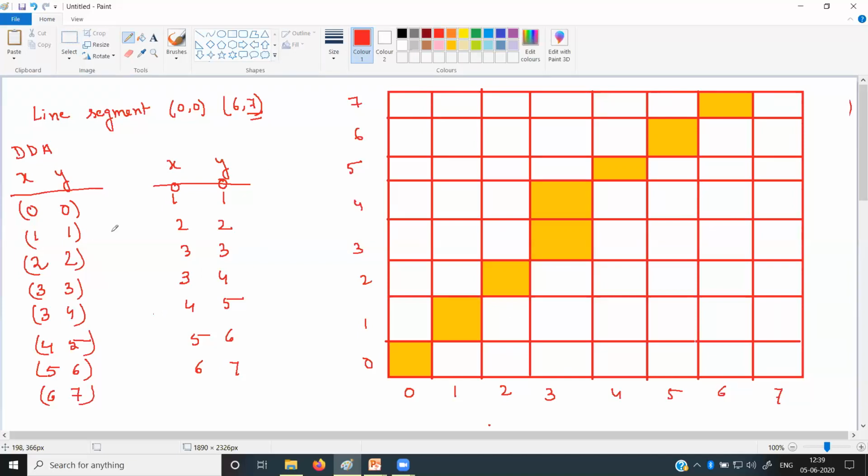But here, in case of DDA, we have to do lots of floating point fractional computation. But in case of Bresenham, just by using simple addition, we will get the same point segments. So this is the main difference between the DDA line drawing algorithm and the Bresenham line drawing algorithm.